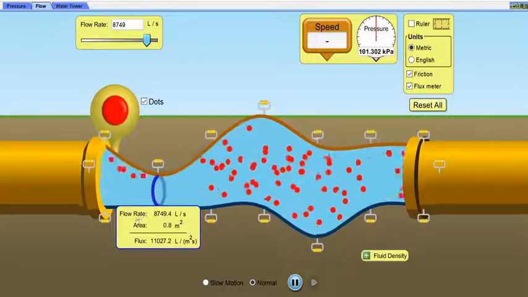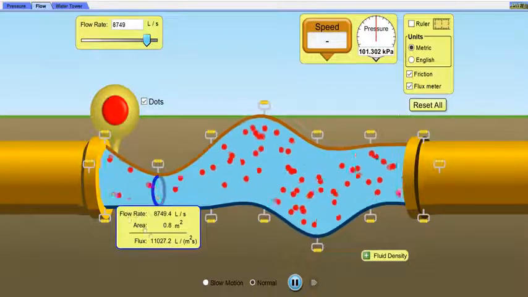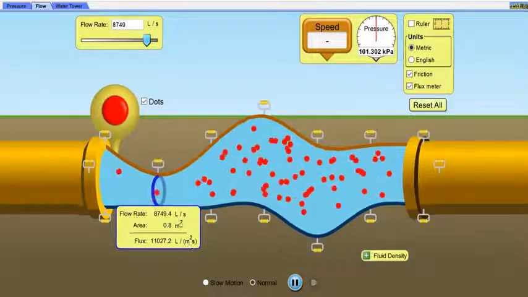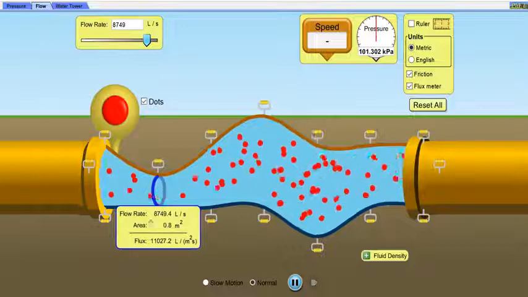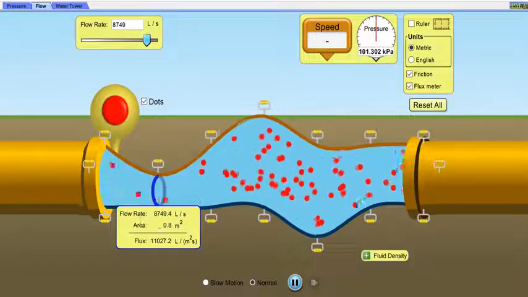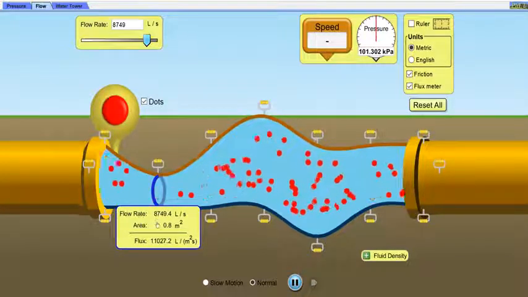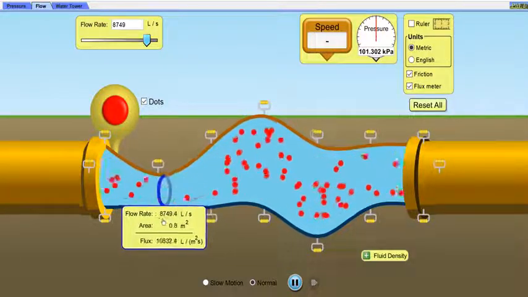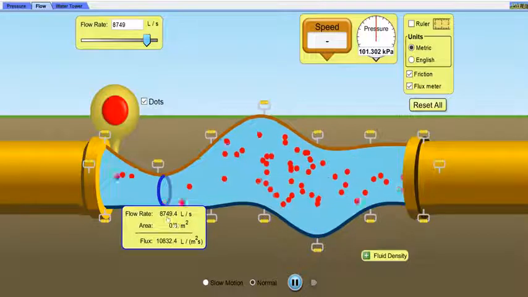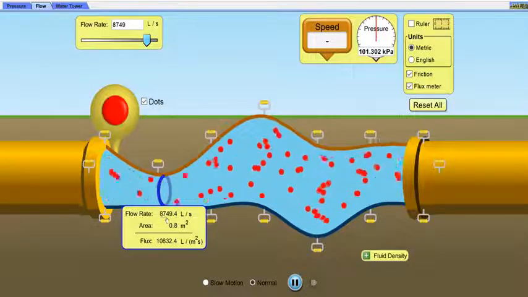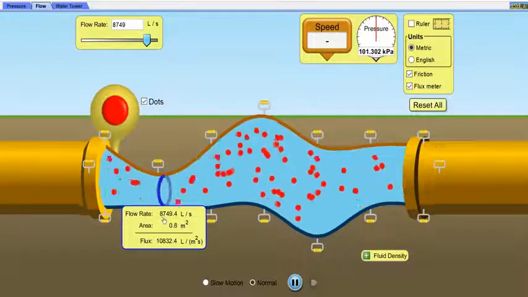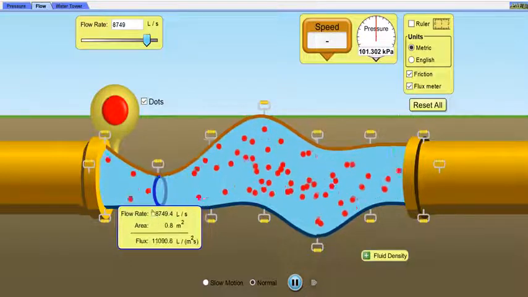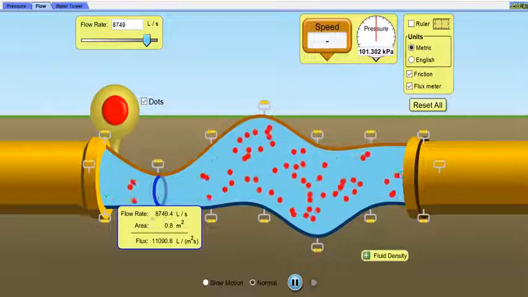What is flux? Flux is denoted as the flow rate divided by area. You see, liter per second divided by meter square. So it is how much fluid is flowing through this cross-sectional area per second. So this is the flux. You see that it is 0.8 meter square at this place. Area is low at this place, and the flow rate is 8749 liters per second. So you observe the flux at this place here.